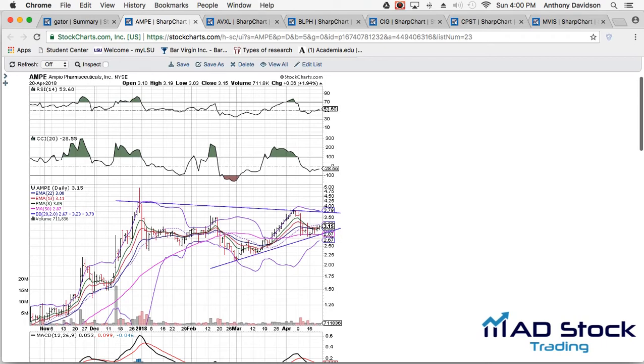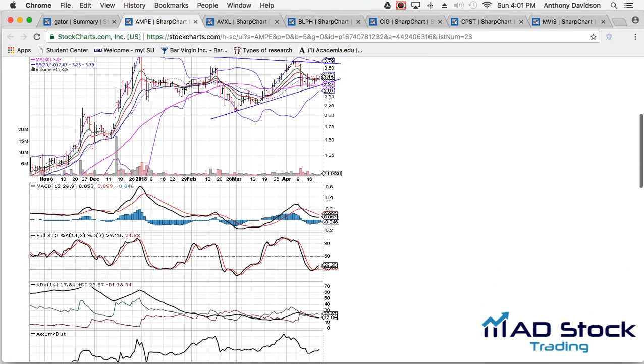And because those lines show us the trend is going up, and the RSI and CCI tell us it's going up, we're going to go down next to the full STO, full stochastics. It bounced off this bottom 20 line.